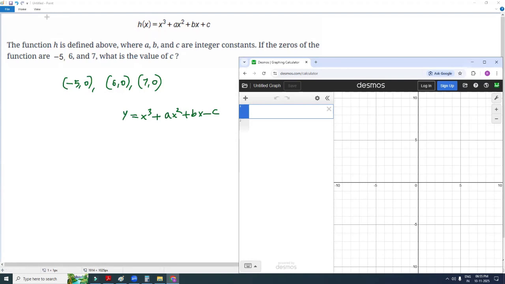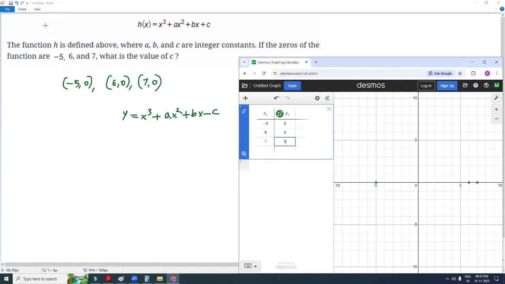Okay, in Desmos, first we have to take these 3 points as input. So click on the plus sign over here, go to the table. The first point is negative 5 comma 0, the second point is 6 comma 0, and the third point is 7 comma 0.